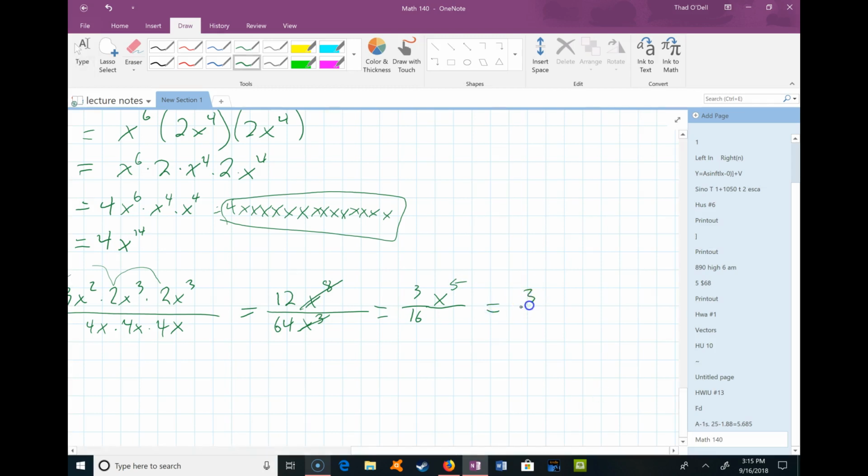Or if you wish, you could write this as 3/16 times x to the 5th. Doesn't matter to me. Both of those are wonderfully good ways to write that. So again, if we're talking about simplifying, these are equally simple. Doesn't matter which way you write it.